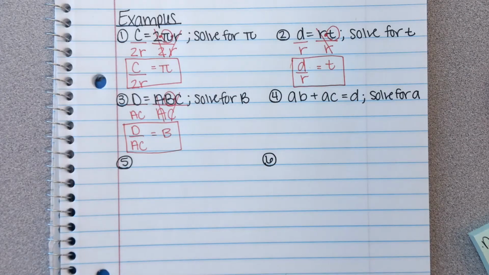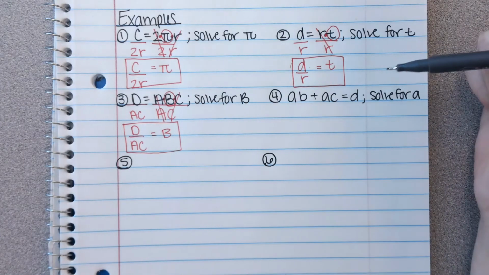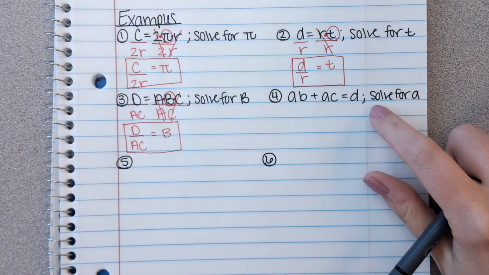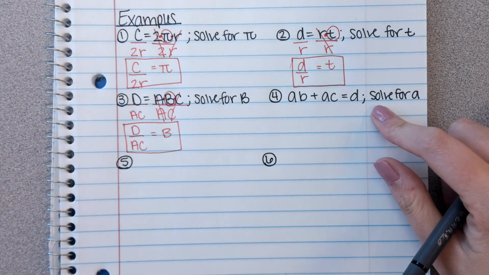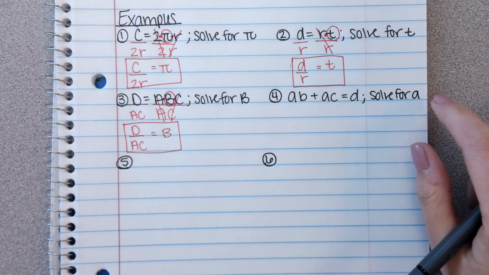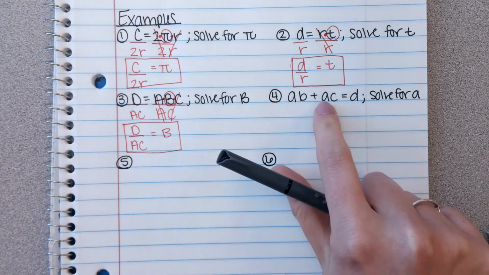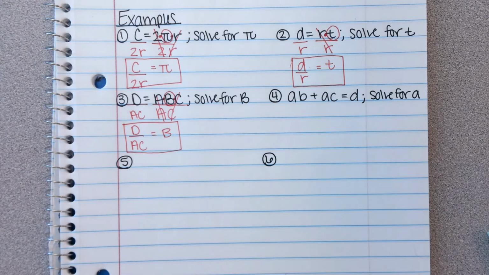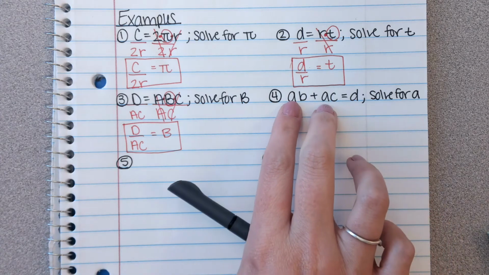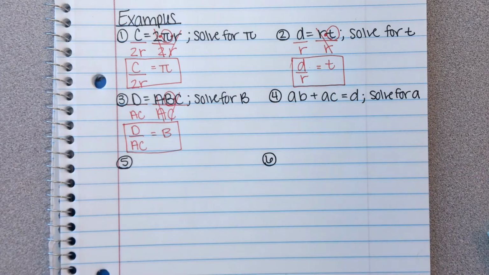Okay, so that was your first type of equation that you're going to see. Now, the next kind is like number 4. So we have AB plus AC equals D, and we're solving for A. This one's a little bit different because you have A here and here. So we're going to do the opposite of the distributive property. We're going to factor out the greatest common factor, okay? That's a fancy way of saying we're going to take the A out of the expression.